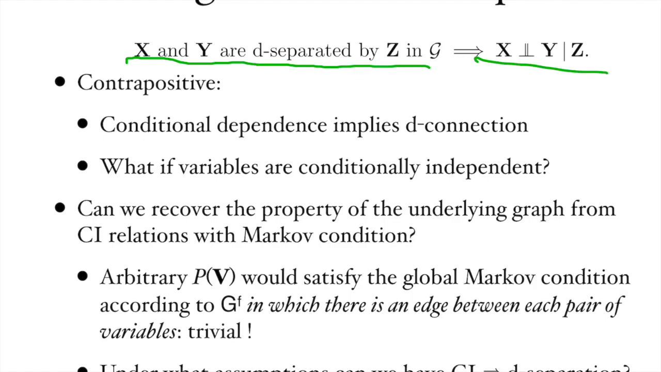But if you want to recover the information of the graph, what can you do? We know that a fully connected graph is not really informative. We really want to have a sparse graph, right? What can you do? The contrapositive of this claim is that if x and y are conditionally dependent, then they are adjacent. Then they are not d-separated, right? They are not d-separated. This means I can derive a lot of relations in a graph between pairs of variables which are not d-separated, right?